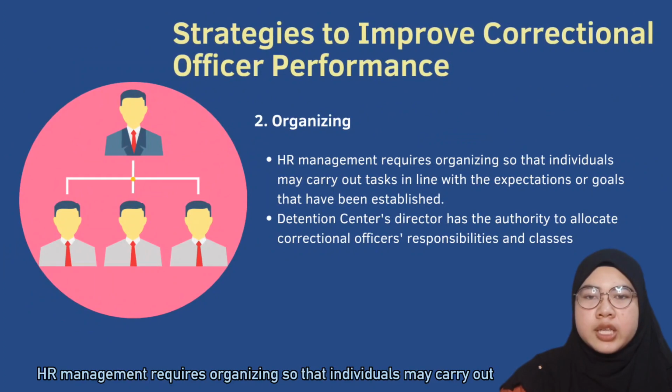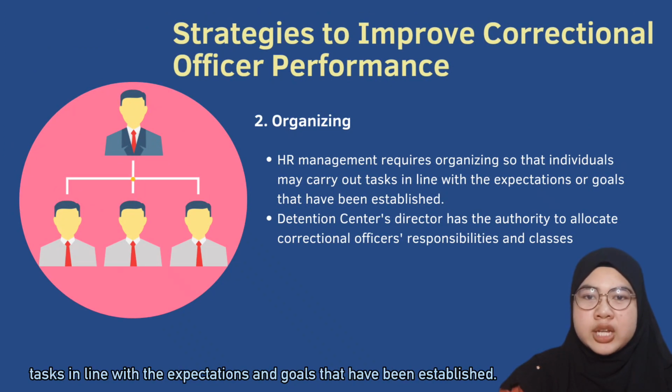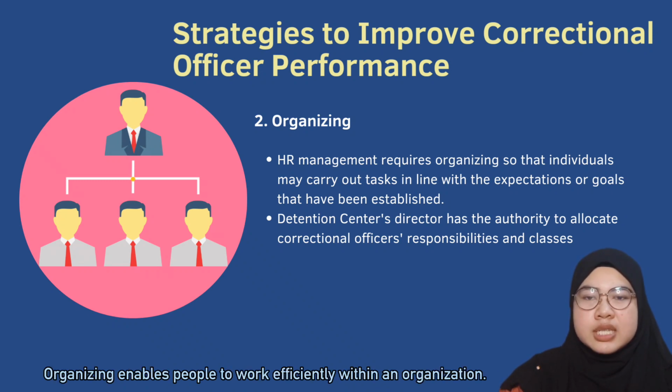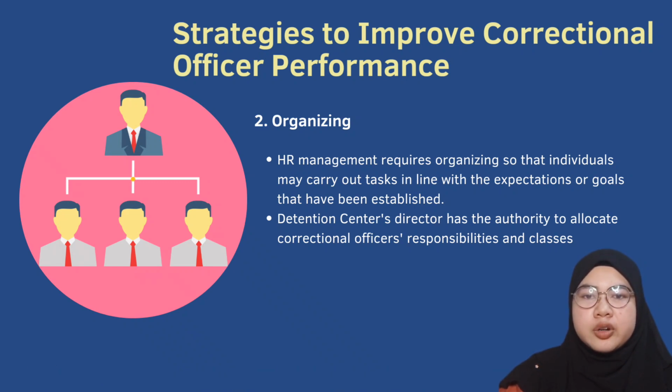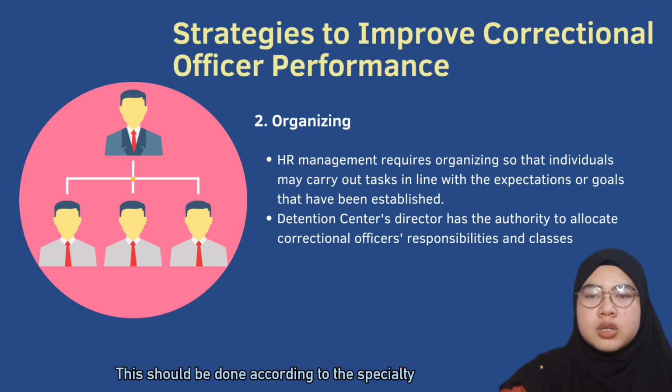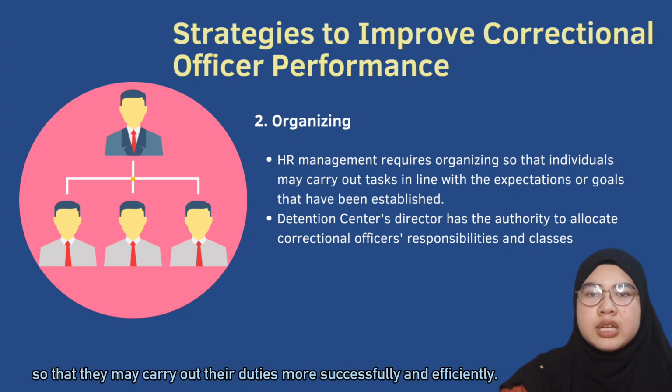The second strategy is organizing. HR management requires organizing so that individuals may carry out tasks in line with the expectations and goals that have been established. Organizing enables people to work efficiently within an organization. For instance, the detention center's director has the authority to allocate correctional officers' responsibilities and classes. This should be done according to their specialties so that they may carry out their duties more successfully and efficiently.